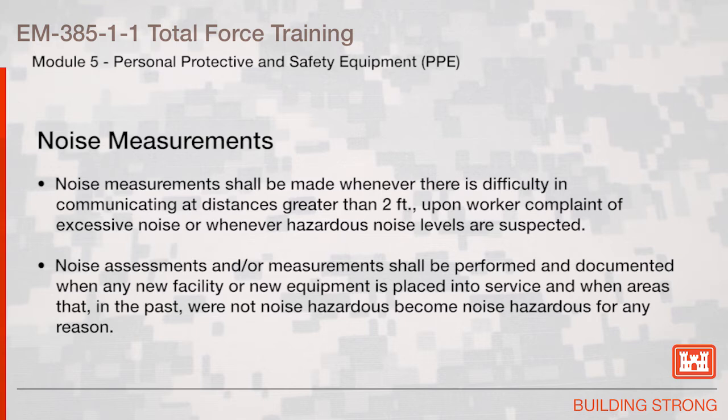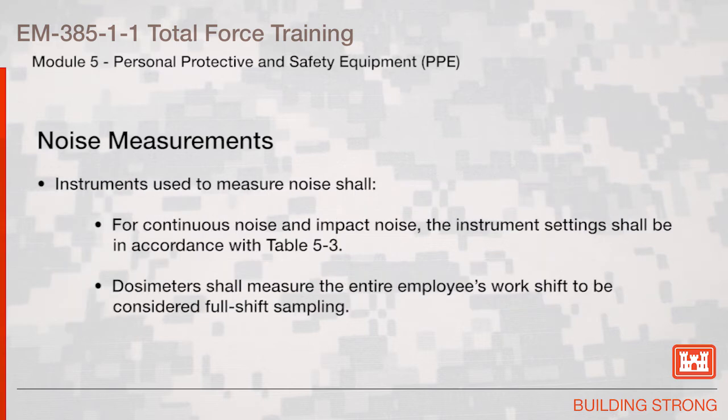Noise assessments and/or measurements shall be performed and documented when any new facility or new equipment is placed into service, and when areas that in the past were not noise hazardous become noise hazardous for any reason. For continuous noise and impact noise, the instrument settings shall be in accordance with Table 5-3. Dosimeters shall measure the entire employee's work shift to be considered full shift sampling.